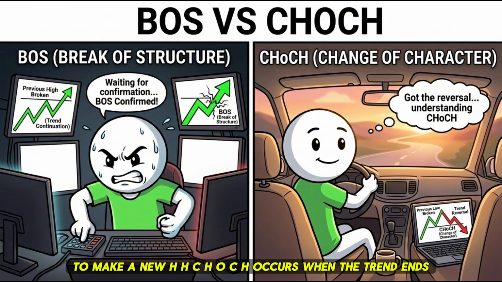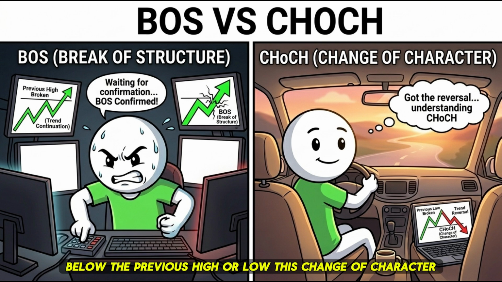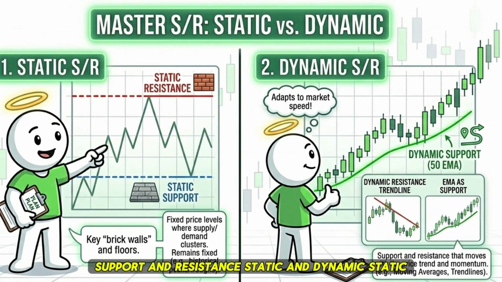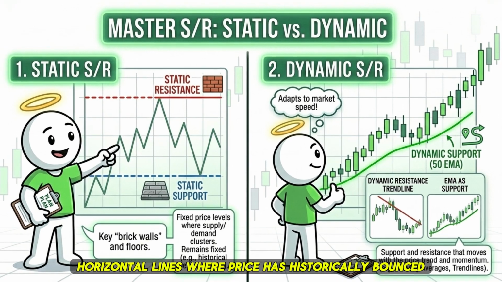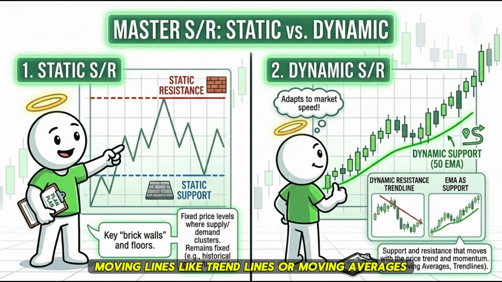CHOCH occurs when the trend ends. For example, if an uptrend fails to make a new high and instead breaks below the previous higher low, this change of character signals a potential trend reversal. Support and resistance, static and dynamic. Static, horizontal lines where price has historically bounced. Dynamic, moving lines, like trend lines or moving averages, that act as support/resistance while slanted or curving.